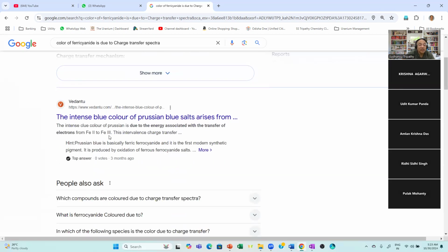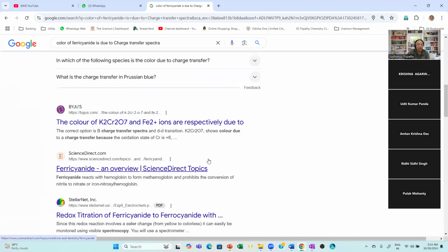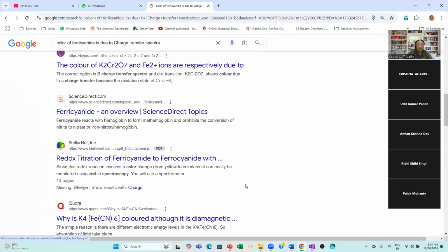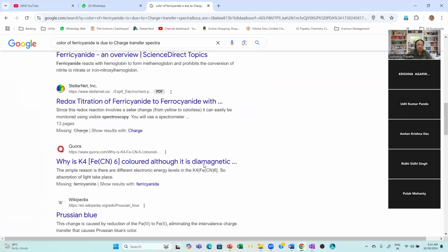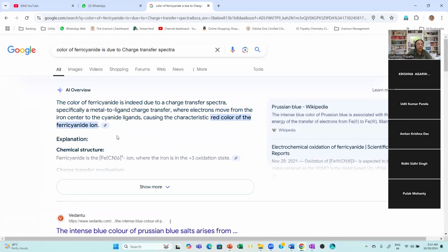So the intense color of Prussian blue is due to associated transfer of electrons from ferrous to ferric. Oh, see, it is talking about IVCT. We are not interested. Now, you must be thinking that we are spending so much time on this. But anyway, this explanation is correct.